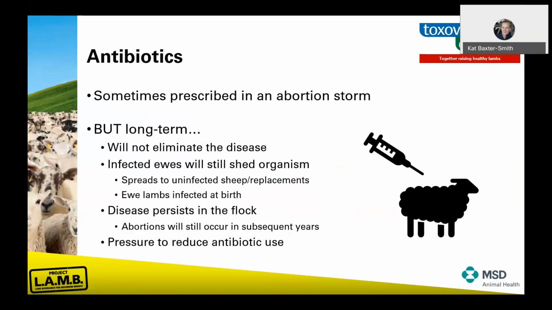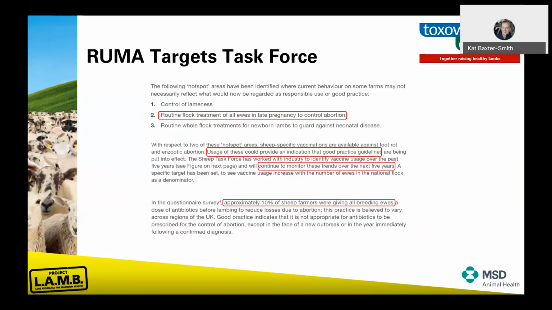Infected ewes will still shed it and spread it to uninfected sheep and replacements, and the ewe lambs will still be infected at birth. So although it will reduce the amount of abortions, the infection is still cycling within the flock. And we have this pressure now to reduce our antibiotic use. It's not a justifiable reason to use antibiotics to prevent abortion anymore. And it was certainly identified as one of the RUMA Targets Task Force areas where abortion was one of the areas where antibiotics should be reduced.